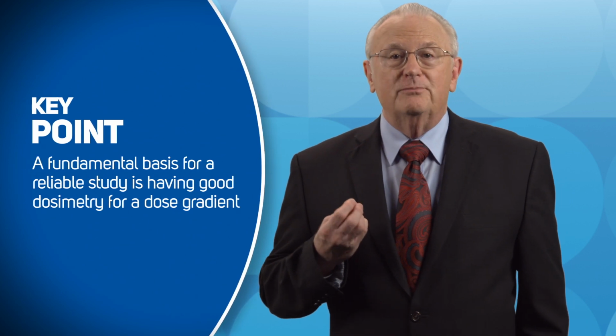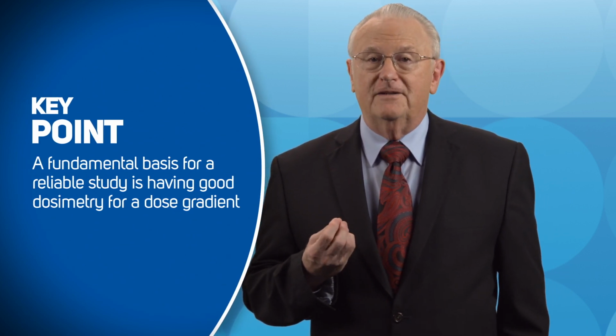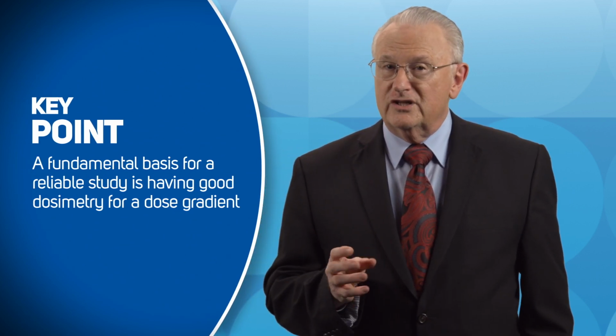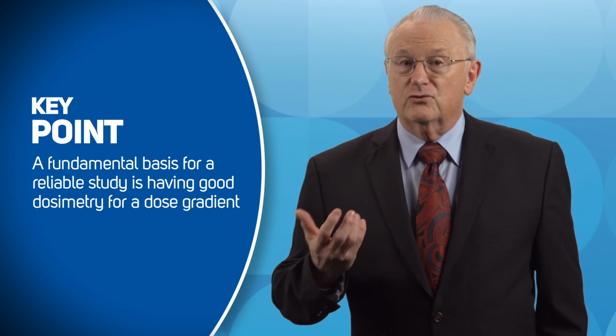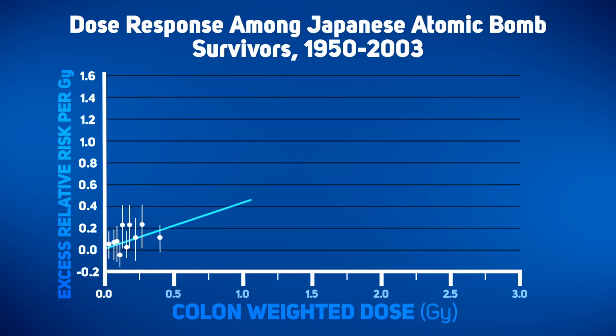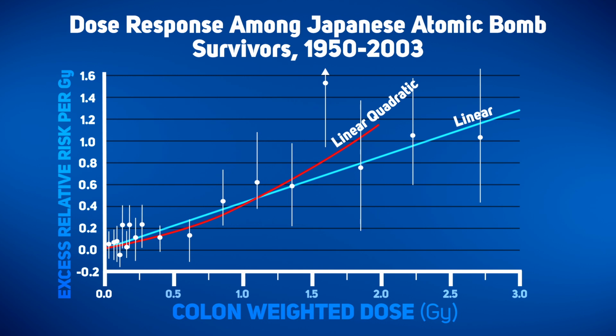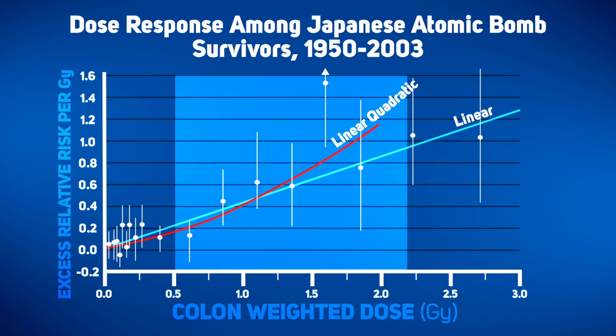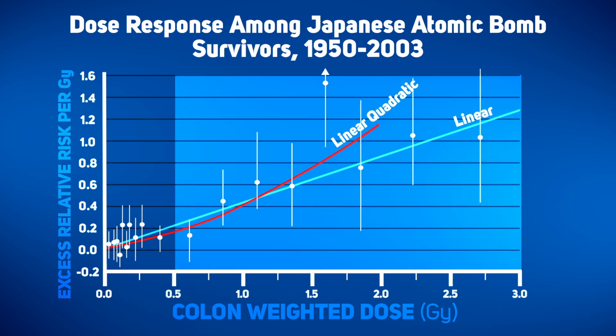A fundamental basis for a reliable study is having good dosimetry for a dose gradient. Here we see a dose-response curve showing excess relative risk per gray. At higher levels of radiation, such as half a gray and above, the dose response is statistically meaningful and there is clear evidence of radiation effects on people.